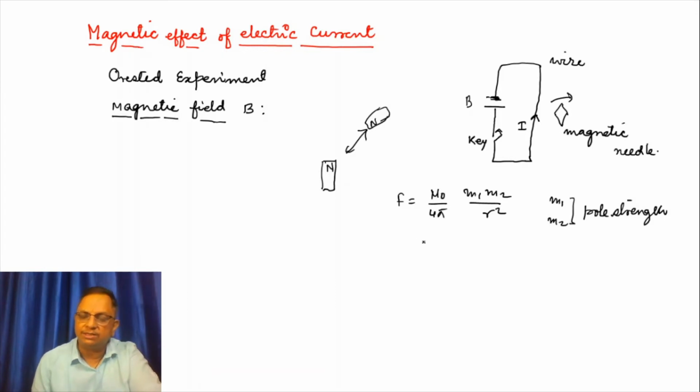This force may be attractive or may be repulsive. It depends upon the nature of the pole. Means if you keep the same poles near, there will be a repulsive force, while if you keep different poles, then you find that there will be an attractive force.